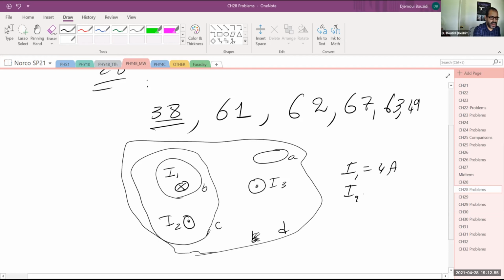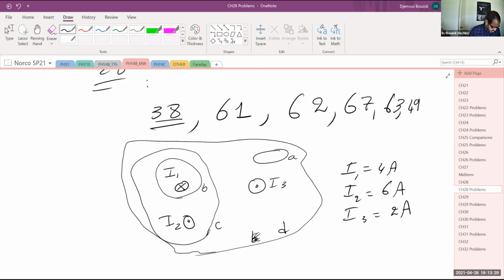I2, so I'm already in step 2. I'm taking the data that was given in this problem. I2 is 6 amps and I3 is 2 amps. Okay, so that's given. And the directions are shown. I1 is going into the screen. I2 and I3 are coming out of the screen. And 4 paths labeled A through D are shown.